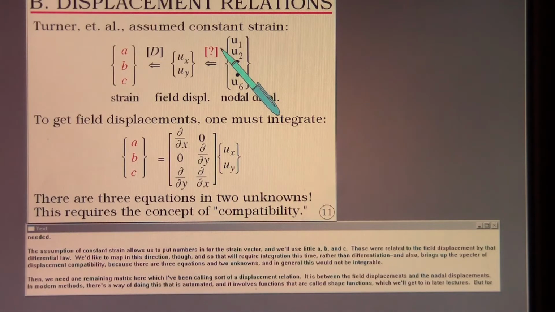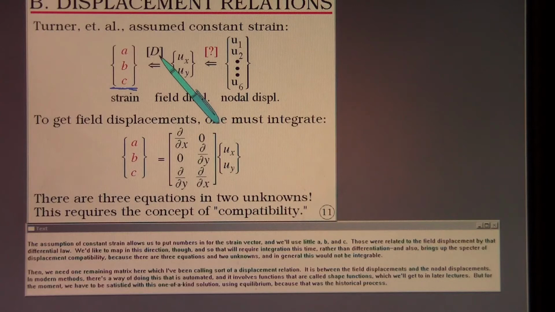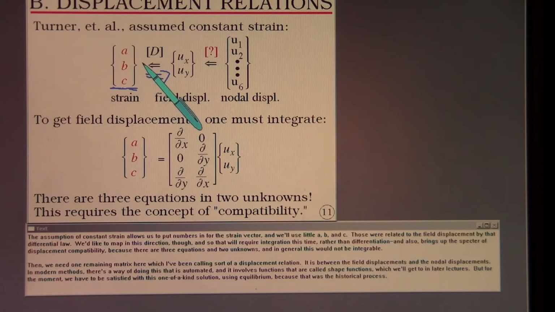The assumption of constant strain allows us to put numbers in for the strain vector, and we'll use little a, b, and c. Those were related to the field displacement by that differential law. We'd like to map in this direction, though, and so that will require integration this time rather than differentiation. And it also brings up the specter of displacement compatibility, because there are three equations in two unknowns. And in general, this would not be integrable.